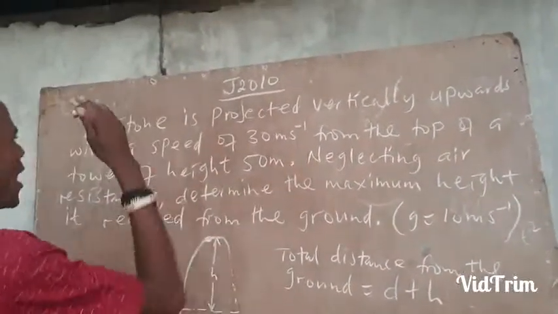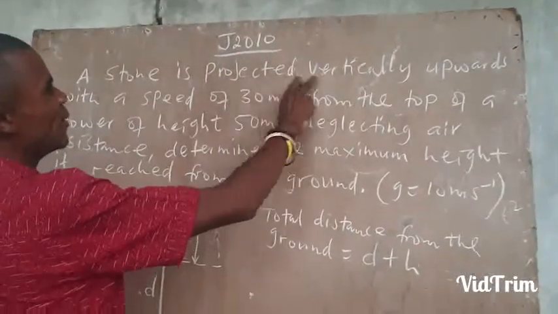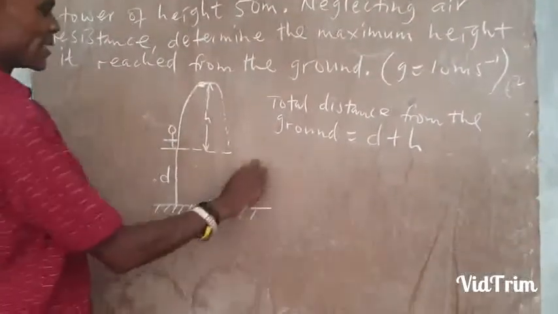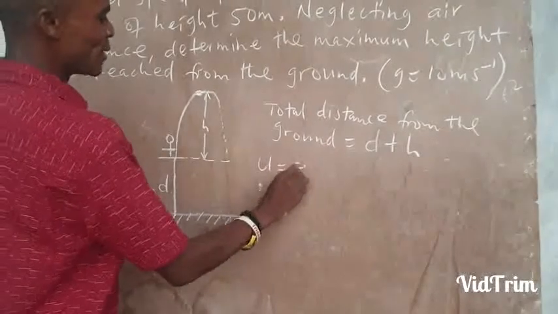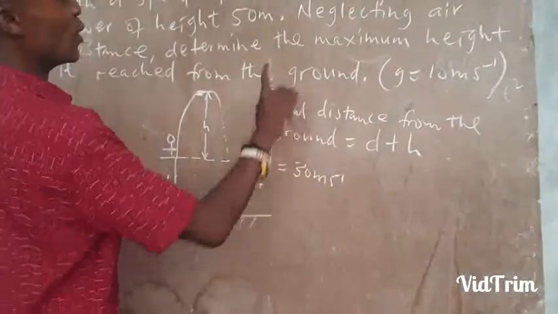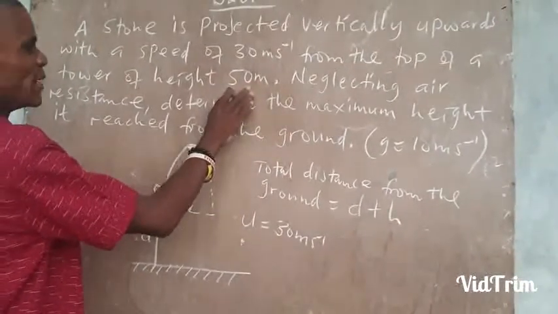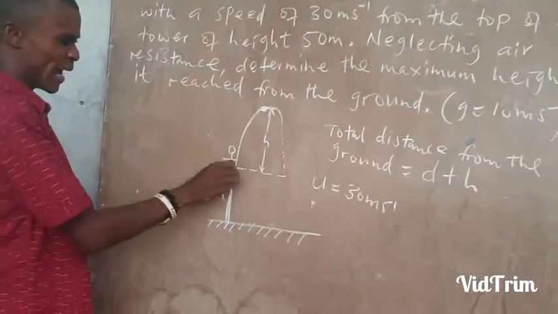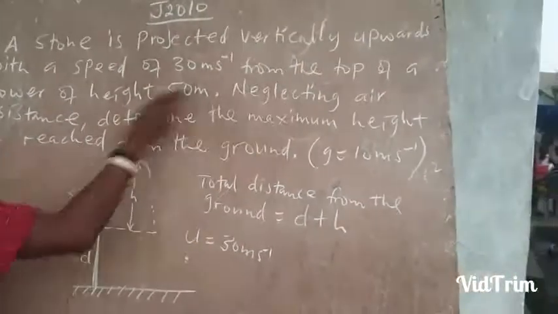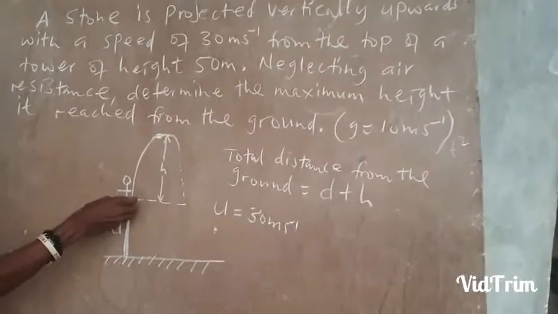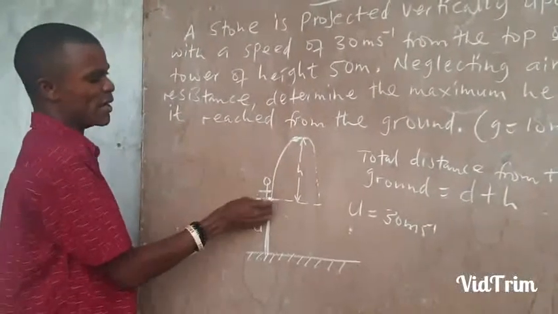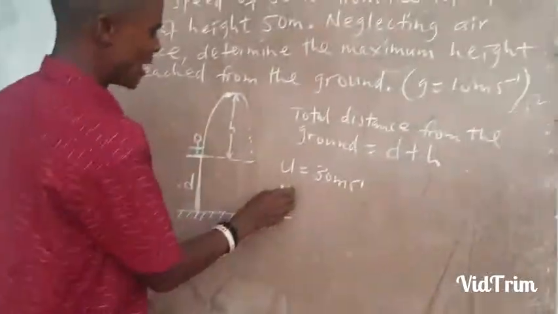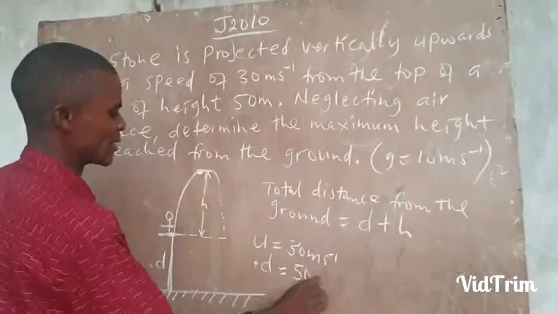We now move on. I read the question again. A stone is projected vertically upwards with a speed of 30 meters per second. We have the right to say speed, U, is the symbol for that speed, 30 meters per second, from the top of a tower of height 50 meters. So the tower is here, and the top of the tower is at this point where the man is. They are saying the height of this tower is 50 meters. That means the height from here to this point is the height of the tower, 50 meters, and from here to here is represented by D. So that tells us that D is 50 meters.